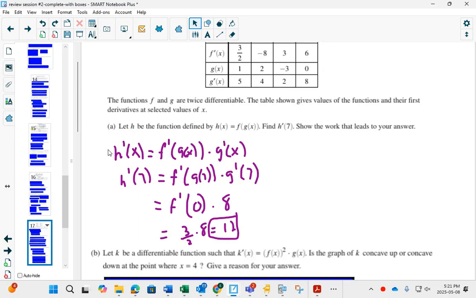Okay, what's the key here? Knowing how to use the chain rule with abstract functions. So what always happens in the chain rule is you do the derivative of your outside function, that's your f, and you keep your inside the same. Then afterwards you multiply by the derivative of that inside function.